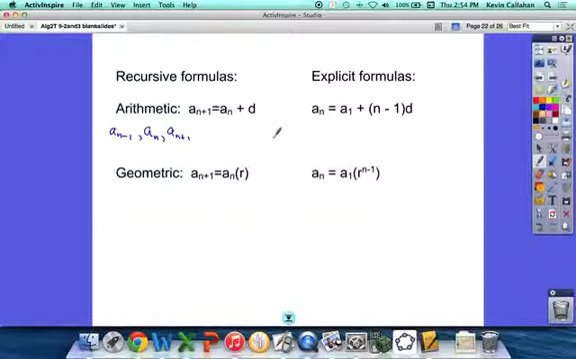Same thing with the geometric, right? An plus 1 is an, the term before it, times r. So if you know the first term, you can find the second term. If you know the second term, you can find the third term. In general, if you know any term, you can find the next term. That's what that says.